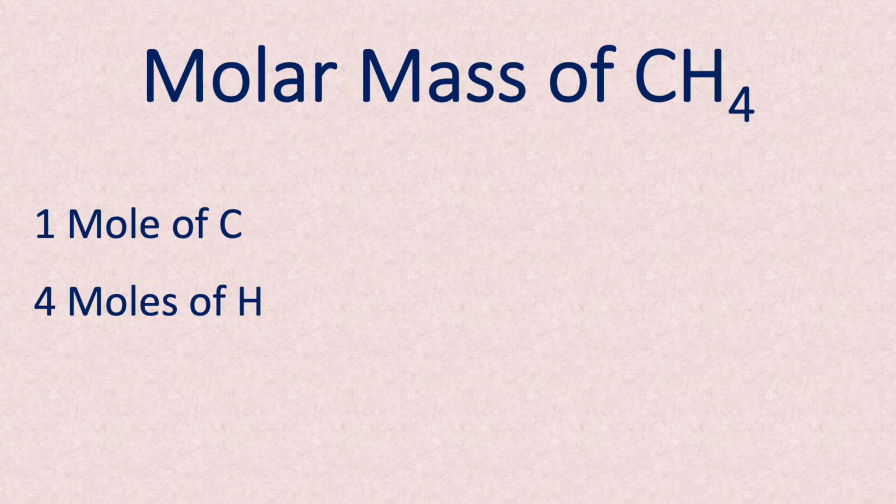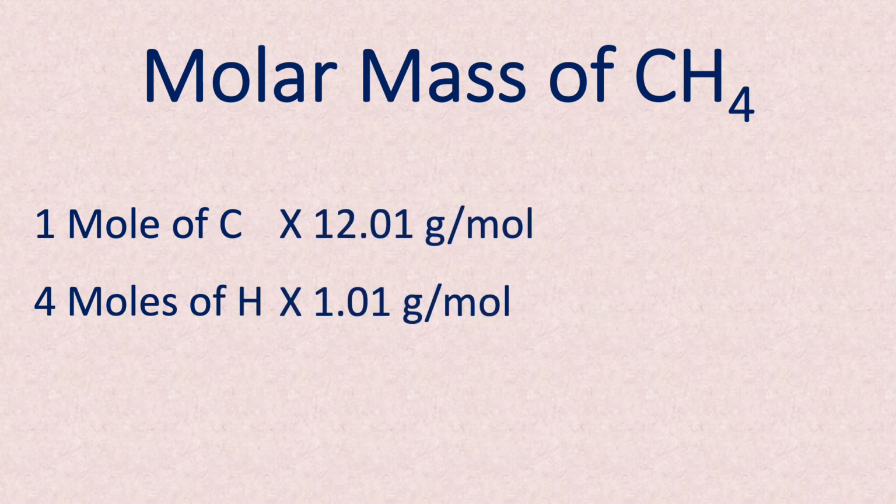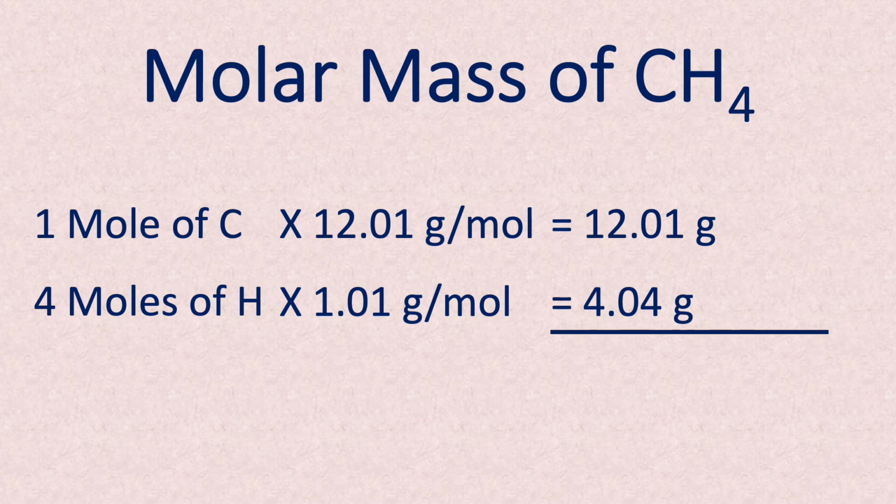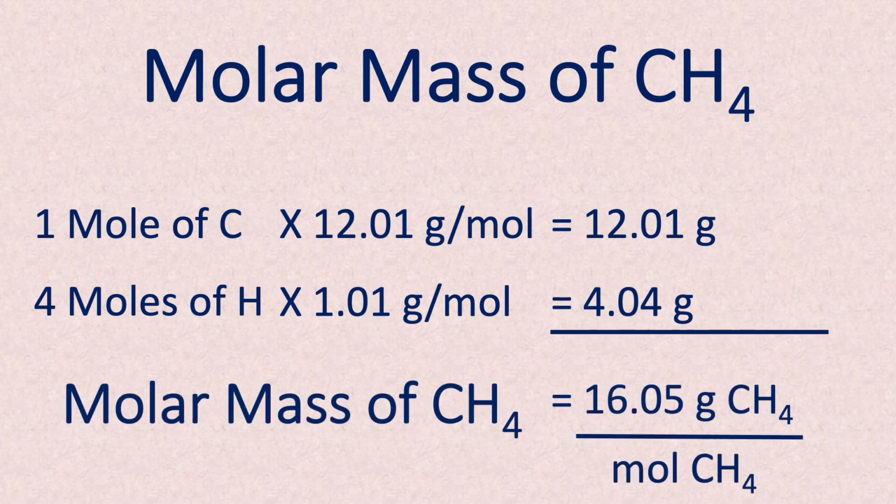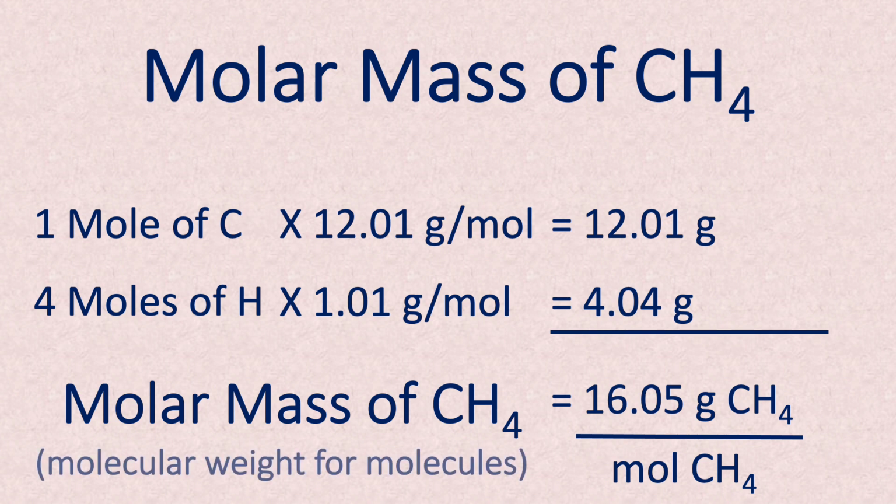Obtain the atomic weights from the periodic table and multiply the mass of carbon by 1 and the mass of hydrogen by 4. The sum is the molar mass: 16.05 grams of methane per mole of methane. This is sometimes called the molecular weight for molecules.